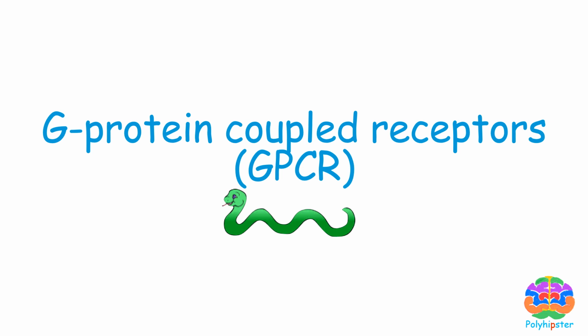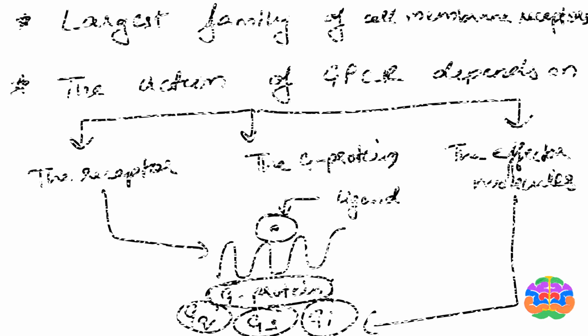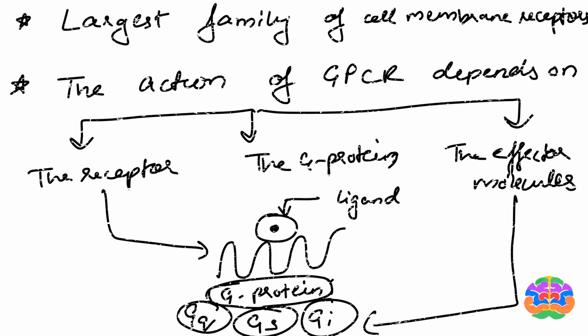In this video, we will be discussing one of the main groups of cell surface receptors known as the G protein coupled receptors. So let's begin. To introduce, the G protein coupled receptors are the largest family of cell surface receptors. The action of the GPCRs depends on the receptor, the G protein, and the effector molecules.